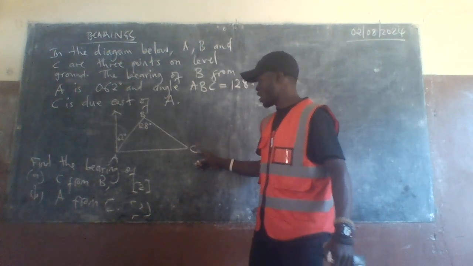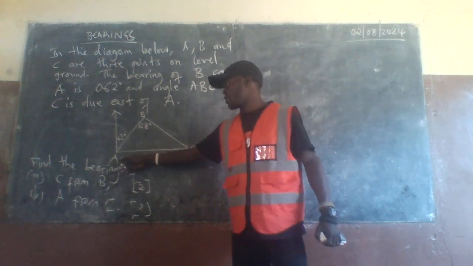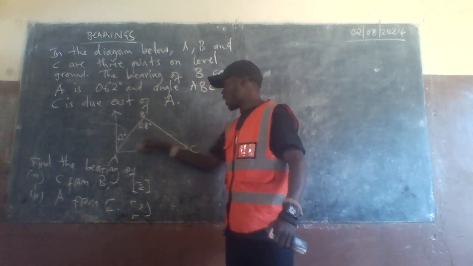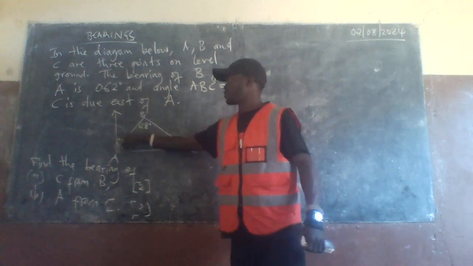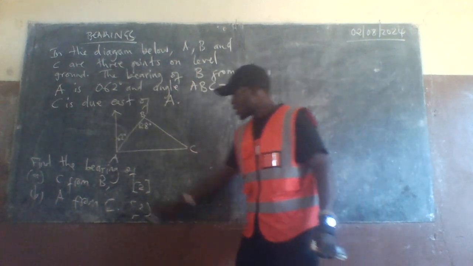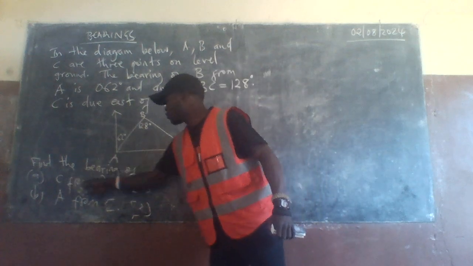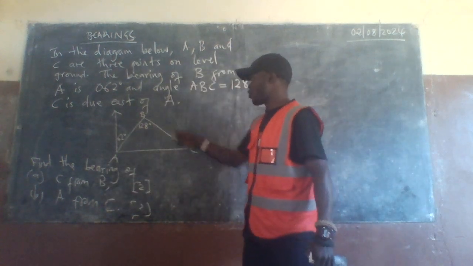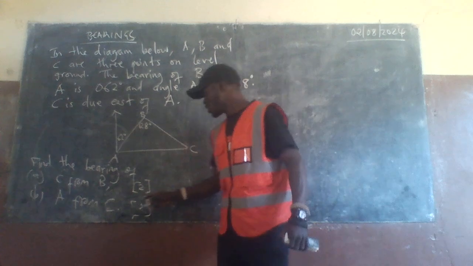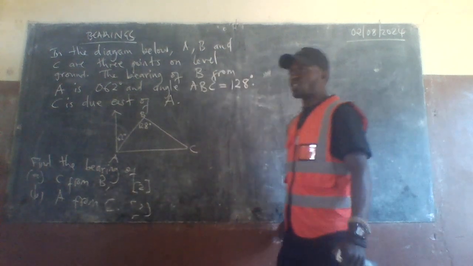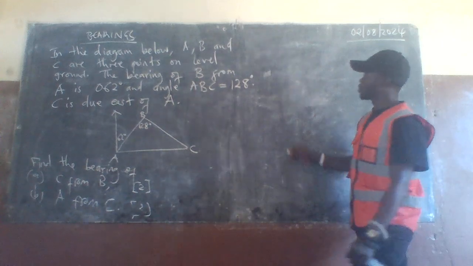So we have C, which is to the east of A, meaning this is a straight line, or in short, it is forming 90 degrees at this point. So that's what the question means. We are finding the bearing of C from B, and then the bearing of A from C. So that's what we're doing.